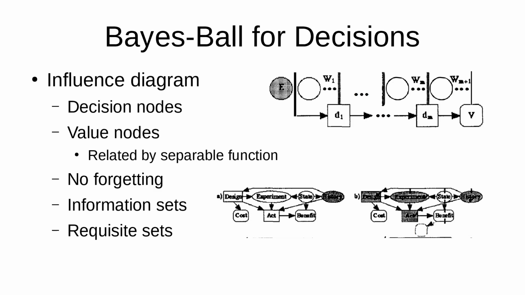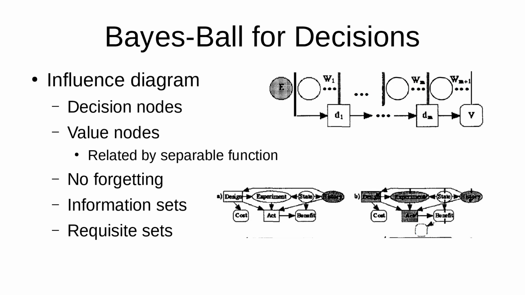The next section focuses on adapting the Bayes-Ball algorithm to determine the necessary information for decision problems represented by influence diagrams. Influence diagrams are belief networks augmented with decision nodes and value nodes. The decision nodes represent variables under the control of the decision maker, and the value nodes represent the criterion to be maximized. The uncertain variables are partitioned into sets such that some are observed before decisions and others are observed after specific decisions.